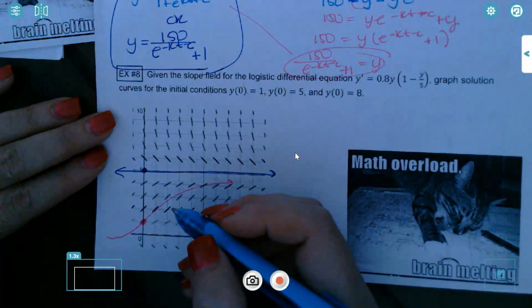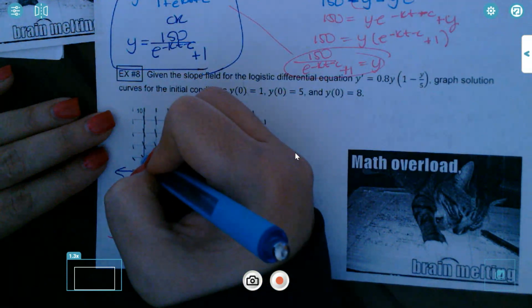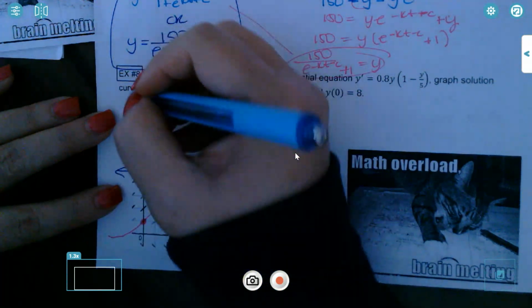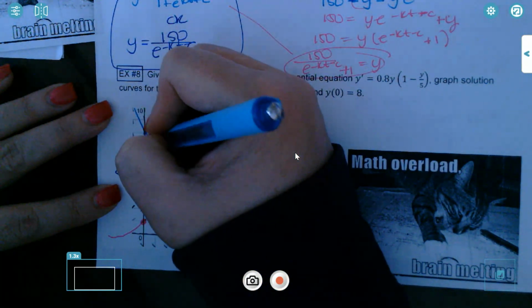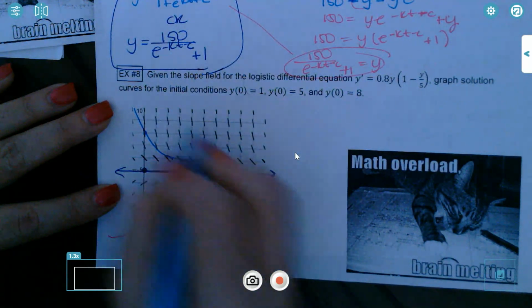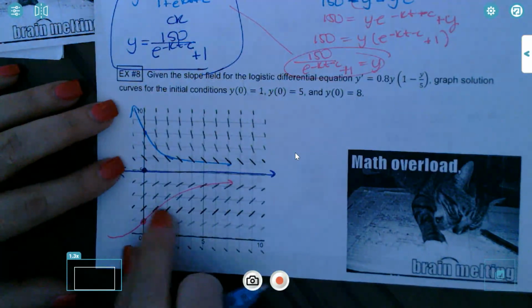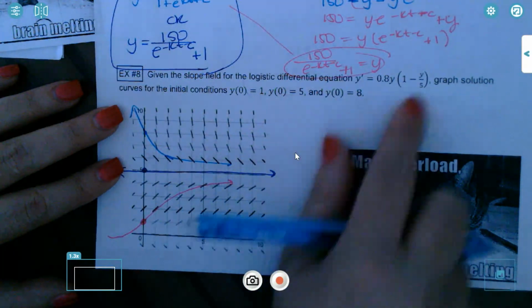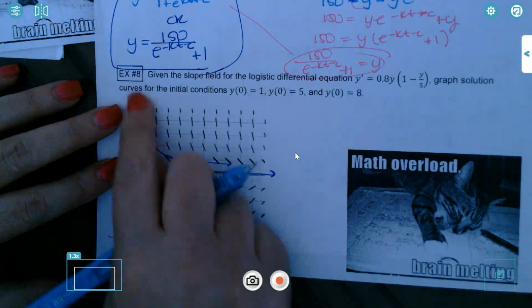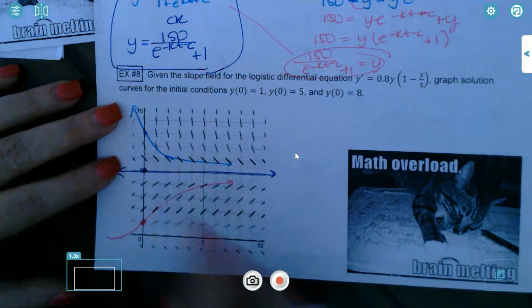And then 0, 8 is here. And again, it looks like we're just kind of coming down. Now, mind you, this is individual through each one of the points. It's all on the same graph, but individually through that point, what is the graph doing? So just be mindful of that.